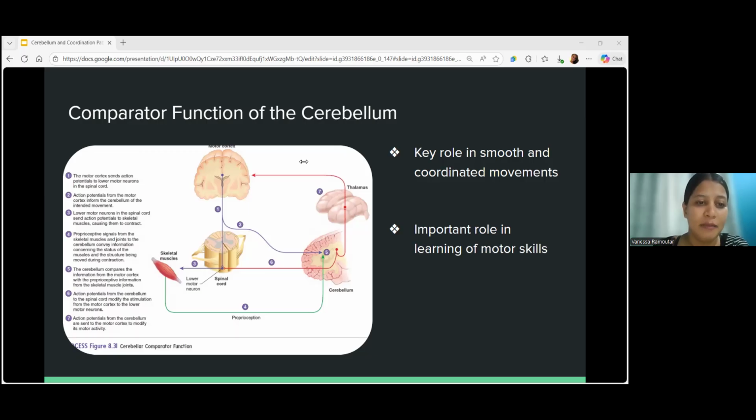The cerebellum then compares the intended movement with the actual movement occurring, and if differences are detected, information goes to the motor cortex and the lower motor neurons to correct the discrepancy. This ensures that movements are accurate in time, rate, range, force, and direction. Therefore, the cerebellum plays a very important role in the learning of motor skills.